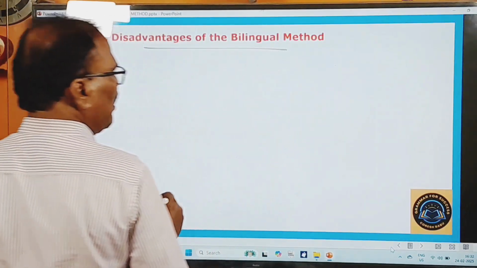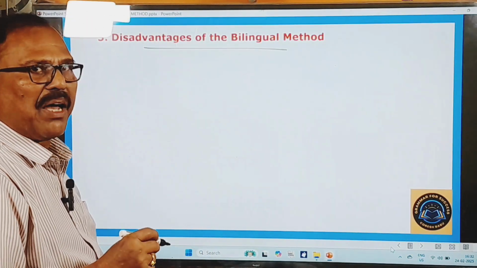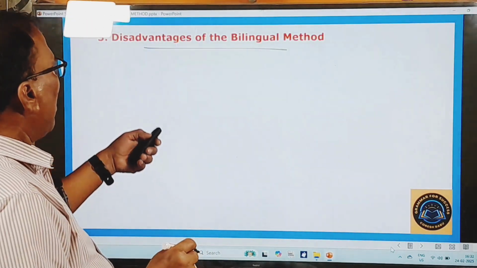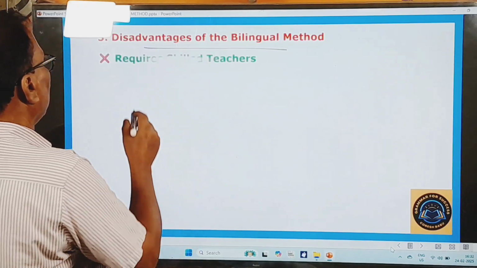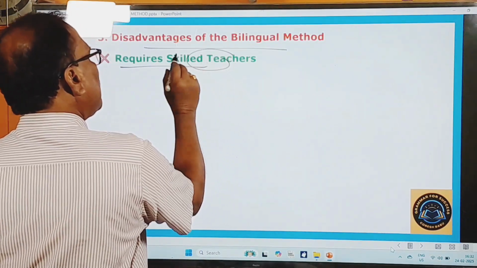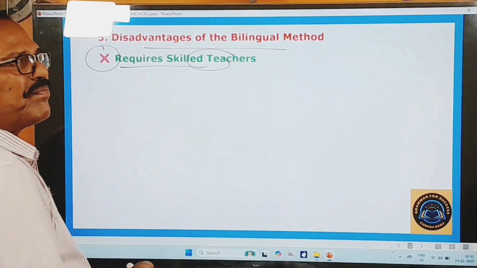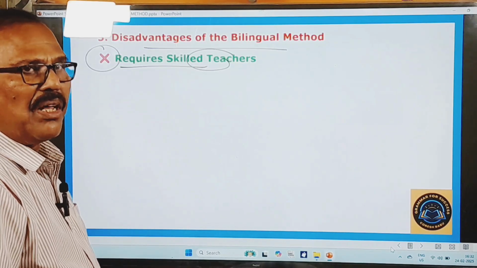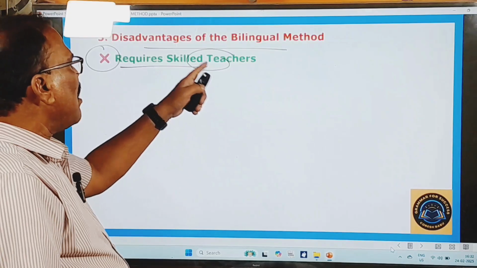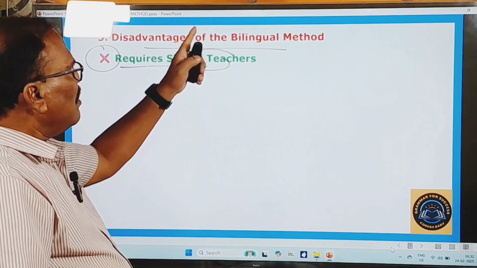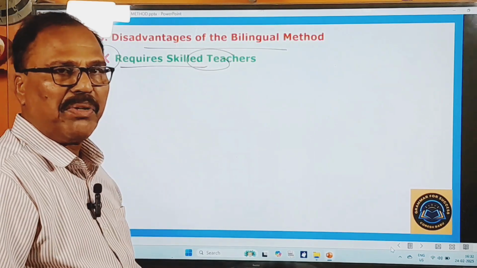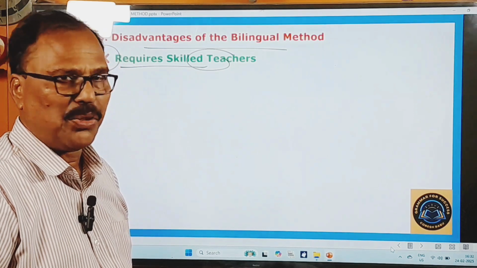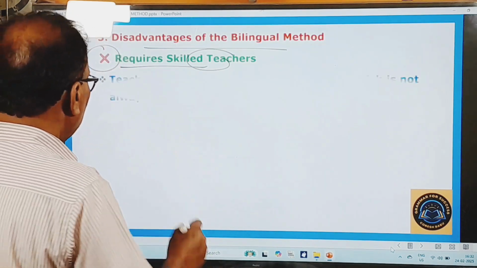Disadvantages of the bilingual method. What are the disadvantages of this bilingual method? Let us have a glance at them. Requires skilled teachers. This is the first disadvantage. This method requires skilled class teachers. Unless and until the teachers are highly skilled, this bilingual method cannot be successfully adopted in the classroom. Okay, how? Let us see that here.